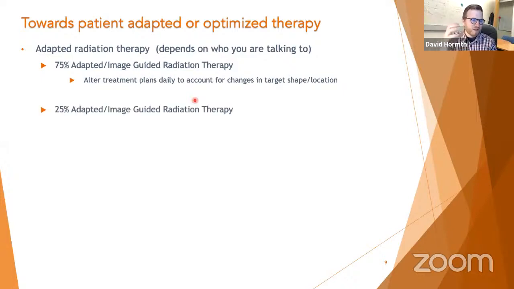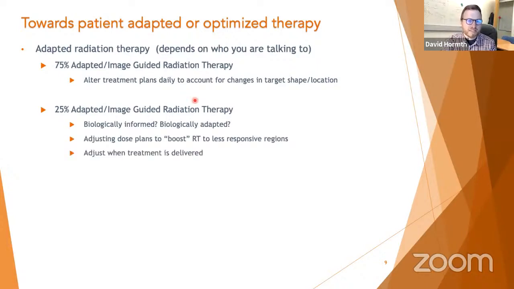And then a smaller subset of that is probably these biologically informed or biologically adapted radiation therapy plans. These are things like adjusting dose to boost radiation therapy to less responsive regions, maybe adjusting when treatment is actually delivered to improve the outcomes for these patients.